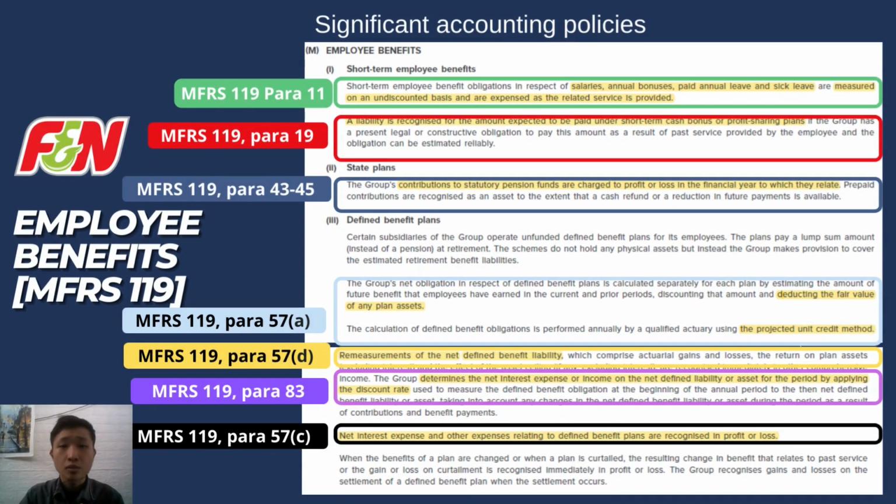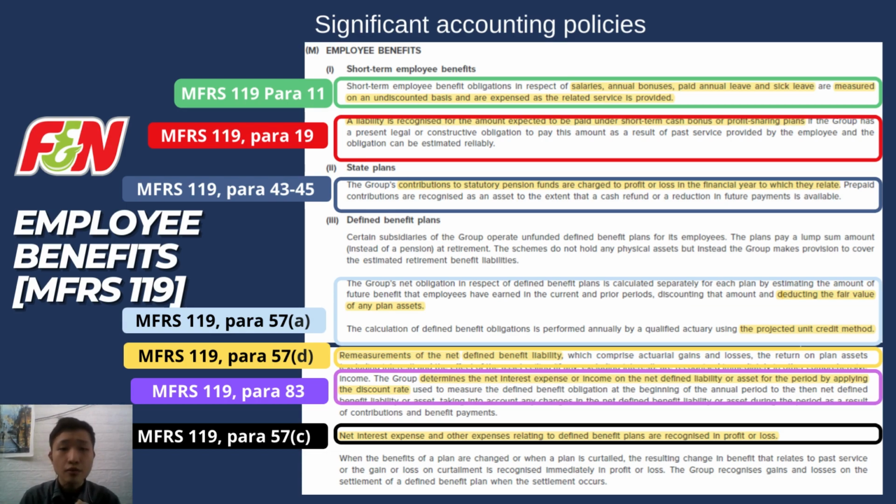For the significant accounting policy, F&N Holdings disclosed several types of employee benefits under MFRS 119. In Para 11, the company disclosed short-term employee benefits such as salary, bonus, paid leave, and other expenses related to services provided. The company also recognized the expected cost of profit sharing and bonus payments according to Para 19. Defined contribution plans such as EPF are also recognized according to Para 43 to 45.